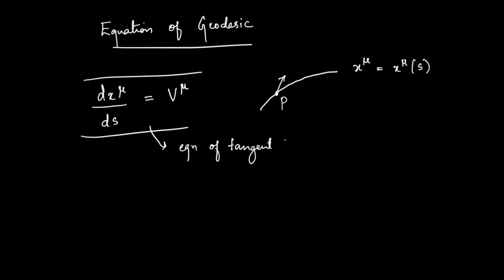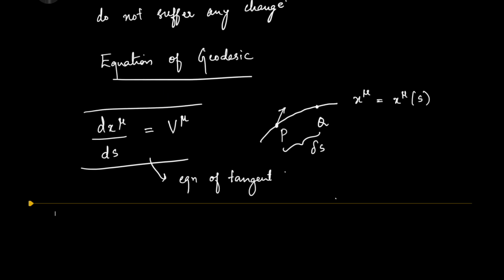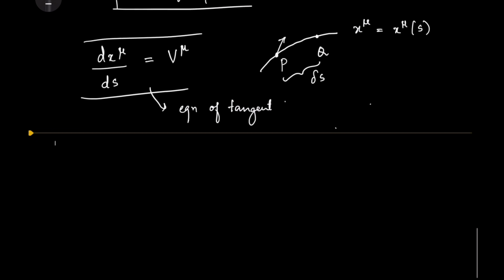Now I can travel a distance delta s along this curve and I reach a point Q. And this distance is delta s. Then the total change suffered by a tangent vector. In the last class we have also seen that if you have a vector at one point and you parallelly transport it to another point, then the components will not be equal. It will suffer a change. So the total change suffered by a tangent vector.